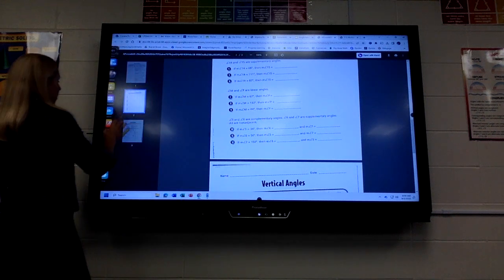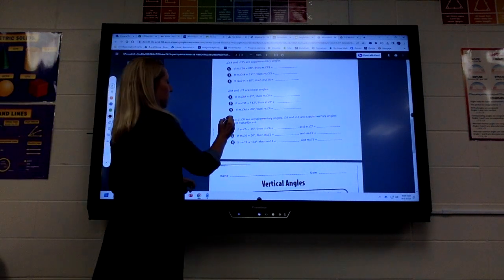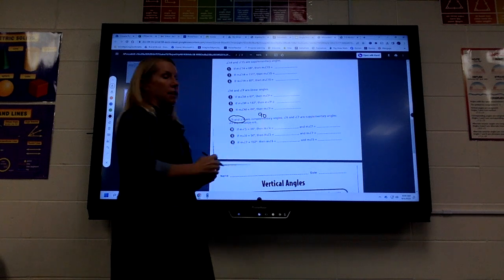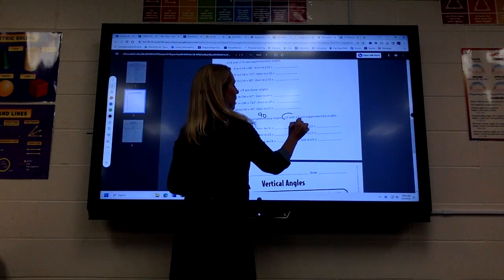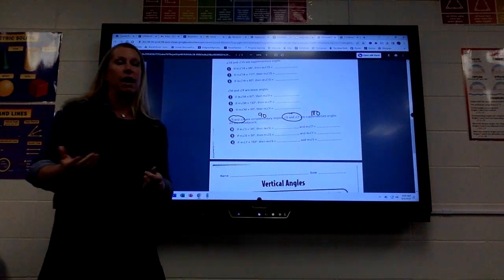And then that last section, it says numbers 5 and 6 are complementary. So 5 and 6 have to add to 90. And then 6 and 7 are supplementary. So they have to add to 180.